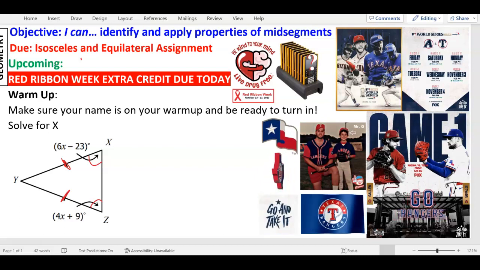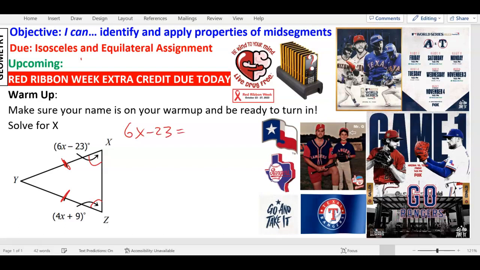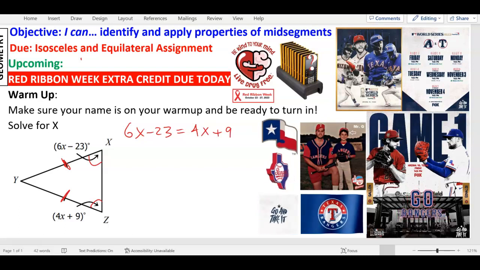Again, if we know they're the same, what do I put between them? Equal sign. Let's write that out. Here we go. 6x minus 23 equals 4x plus 9. Now, x is on both sides. Do I get rid of one or do I combine them? Get rid of one x, okay?